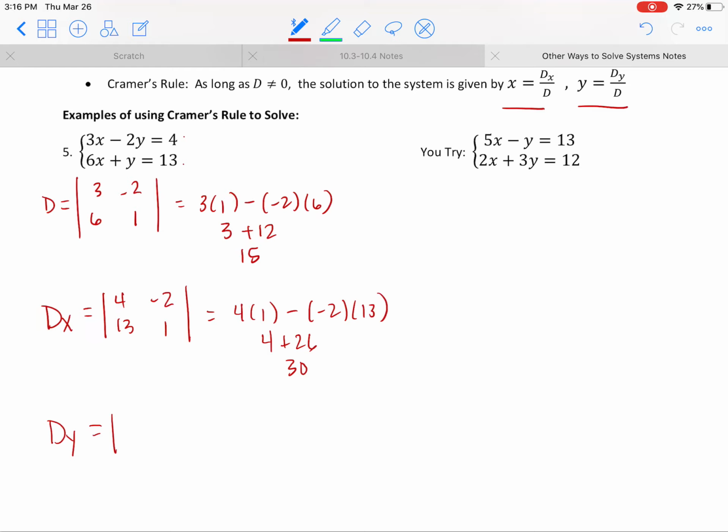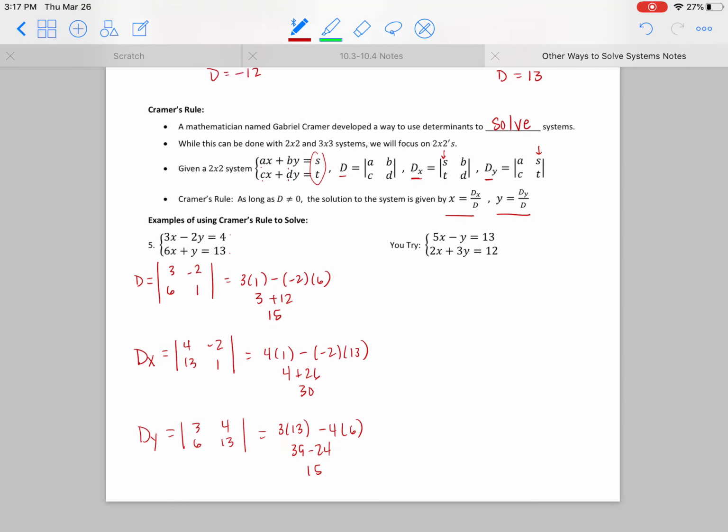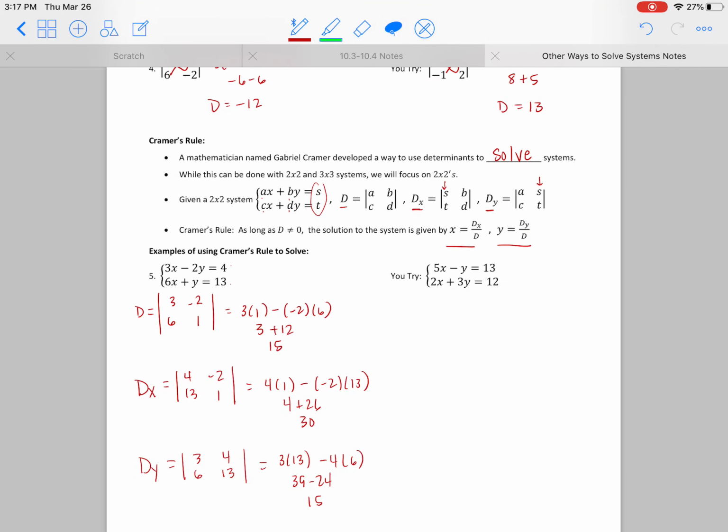And the determinant of our y values, we leave the x's this time, the 3 and the 6, and we put the constants in the y column. So the 4 and the 13 go here. And if we cross multiply 3 and 13, we get 39. Let me just do the work here. Subtract the 4 and 6. So this is going to be 39 minus 24, which is 15.